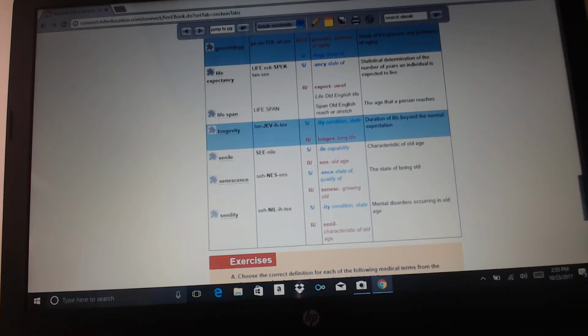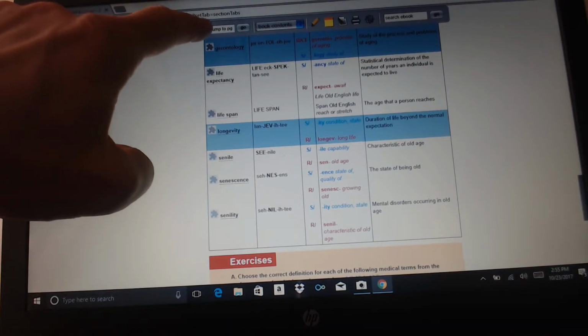Senile, characteristics of old age. Senescence, sen means old age, ence, state or quality of: the state of being old. Senility, senile is characteristic of old age, so mental disorders occurring in old age.